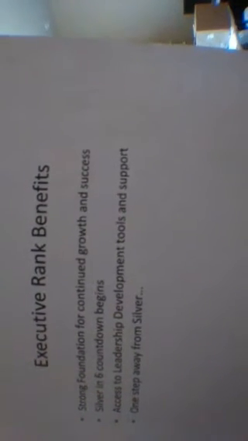Okay, so by the time you get up to this, where you have these two legs at 1,000, you are now executive. And so that's the idea, that as a silver, you're building and you're getting 3 shares, and by the time you bump yourself to 6 shares, you're an executive, and you have all those legs working together for you. Okay, so your rank benefits as an executive, you have a strong foundation. Your silver and 6 countdown begins. Talk about that more in a second. You have access to leadership development tools, and you are 1 step away from silver.